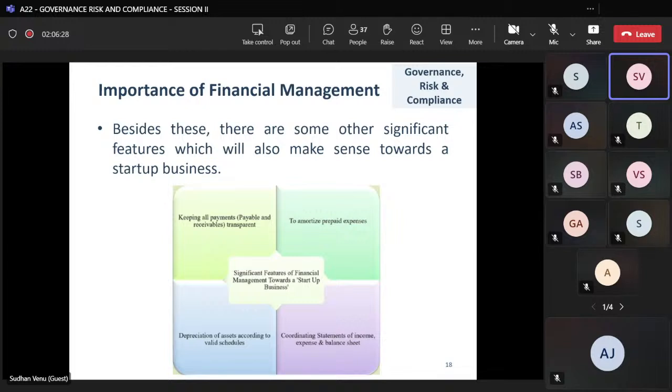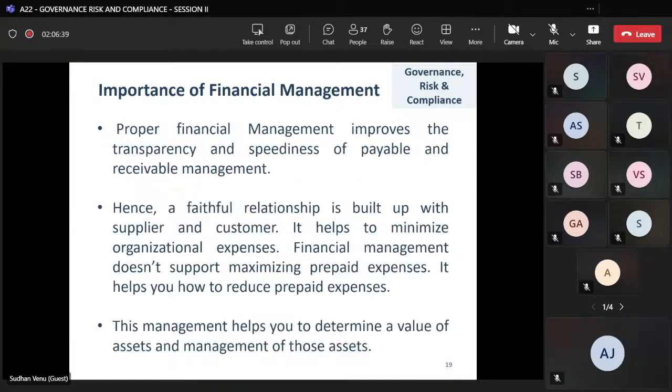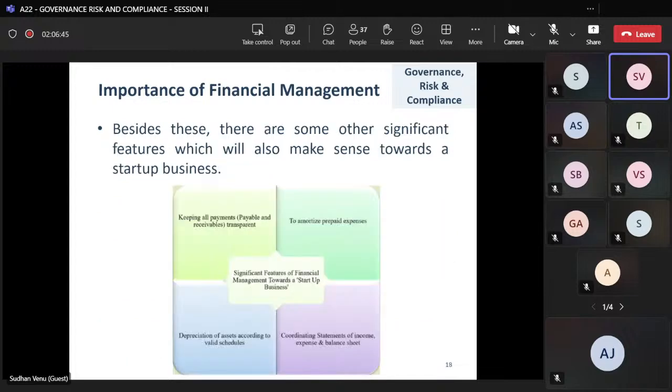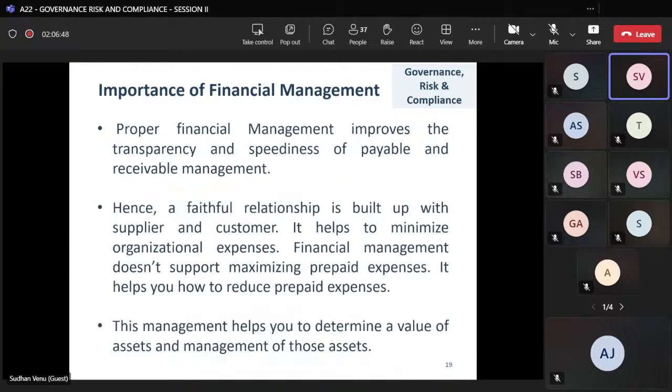It is very important when you are running a startup company to make sure everything is in place for achieving financial growth. Proper financial management improves the transparency and speed of payable and receivable management, as I explained in the diagram. Financial management also helps you determine the value of assets and manage those assets.